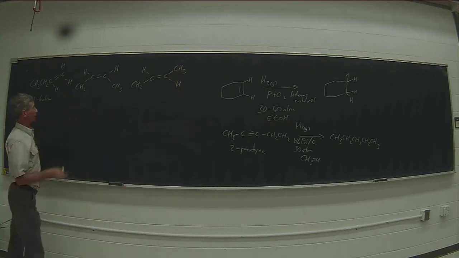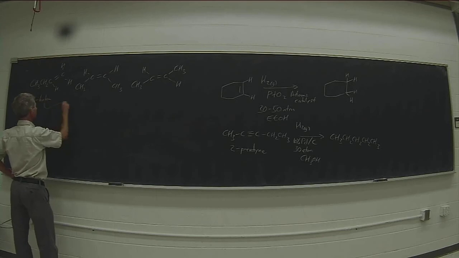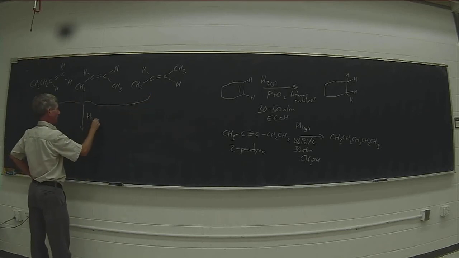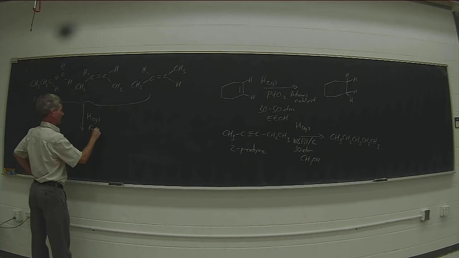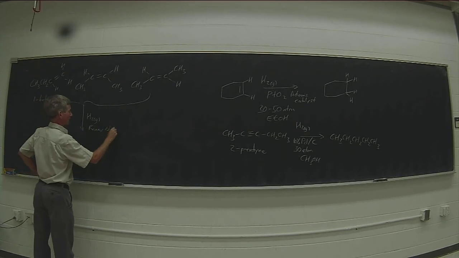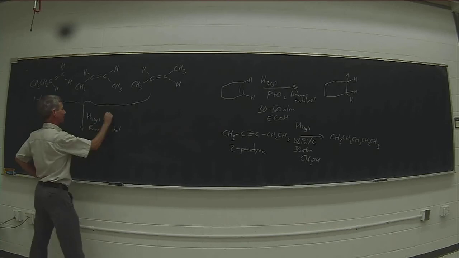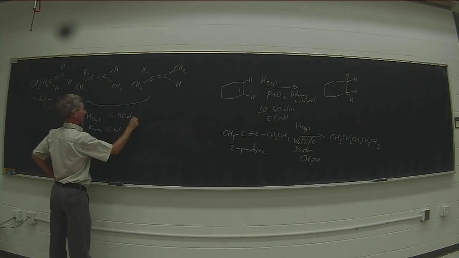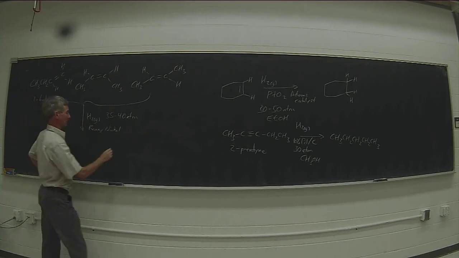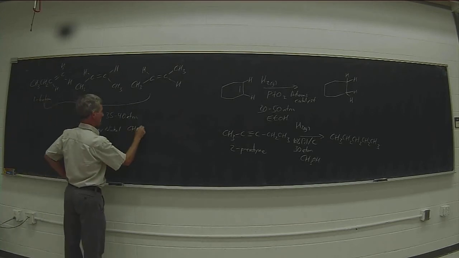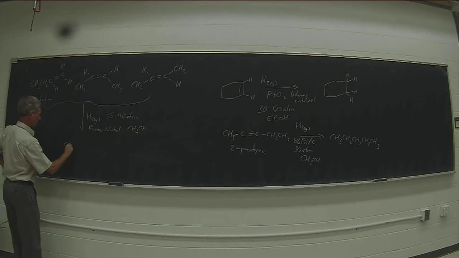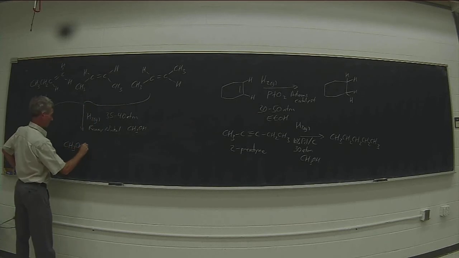all of these can undergo catalytic hydrogenation with H2 gas and the catalyst, maybe Raney nickel, at some elevated pressure in an alcohol solvent to yield the same product. They will all yield butane as the product.